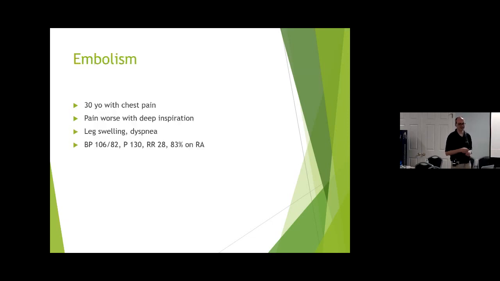All right. So we're going to wrap up and talk a little about embolism. So there's a 30-year-old with chest pain. Sort of presents classically, like I'm having pain with deep inspiration. They've got unilateral leg swelling. They're dyspneic. Tachycardic 130. Blood pressure looks okay. Hypoxic 83% on room air.